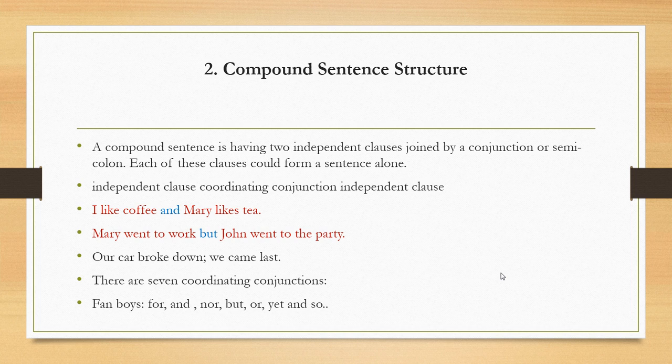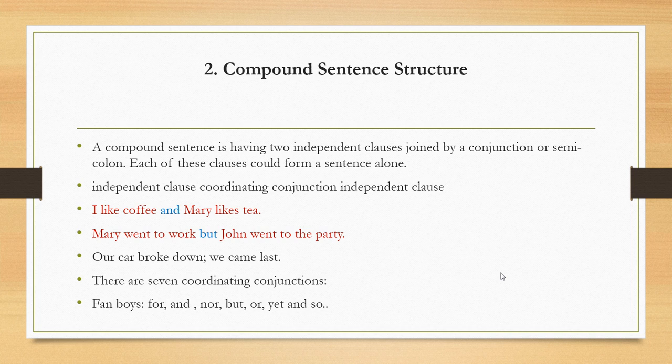Remember, in a compound sentence we will have two independent clauses, and those two independent clauses will be combined with the help of a conjunction that is called a coordinating conjunction, or with the help of a semicolon. Either there will be a coordinating conjunction between these two independent clauses to form a compound sentence, or a semicolon. Each of these clauses could form a sentence alone, and if you separate the two independent clauses from the compound sentence, they will become two separate simple sentences.